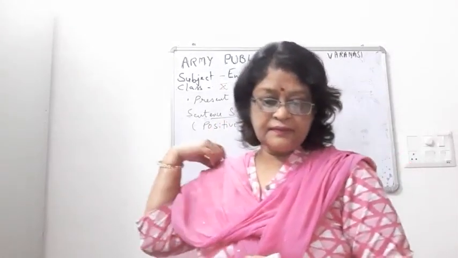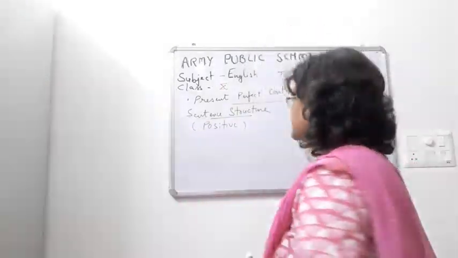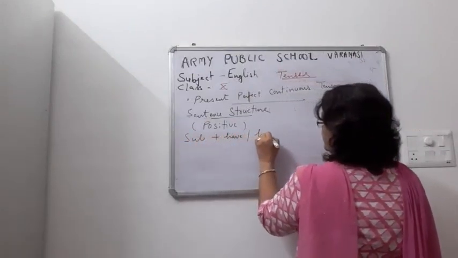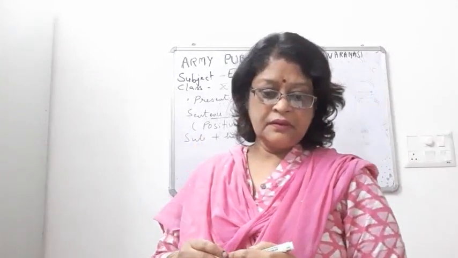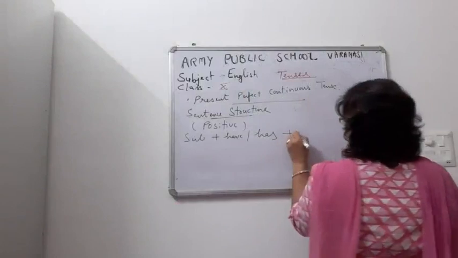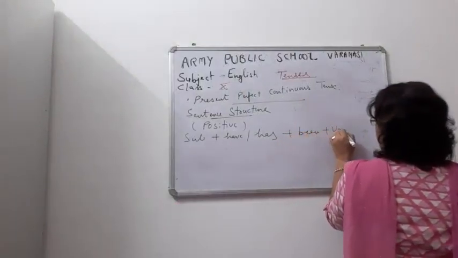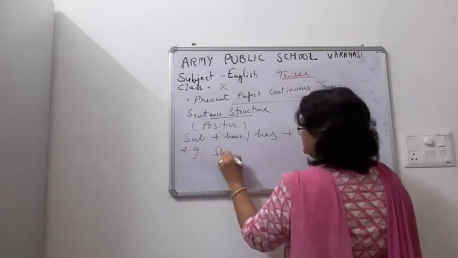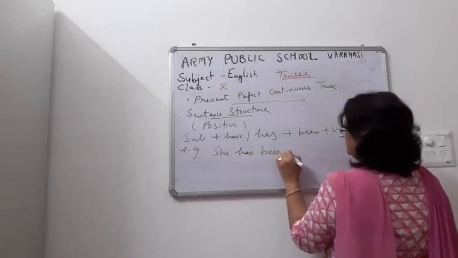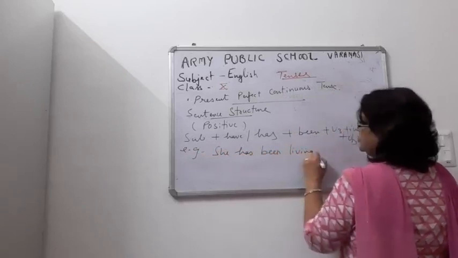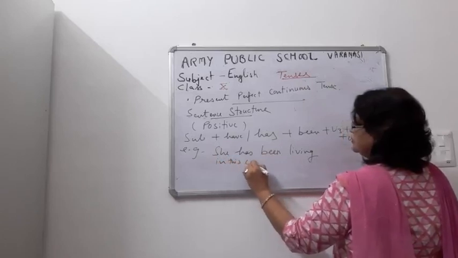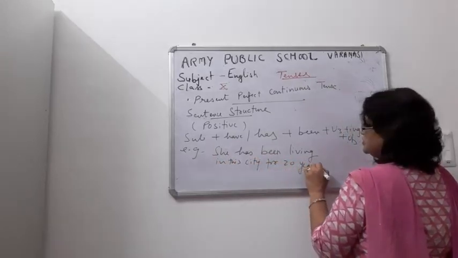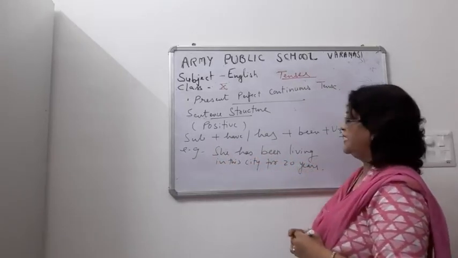Positive sentence: subject plus have or has, plus been. Okay, for example, she has been living in this city for 20 years. Okay, so she has been living.